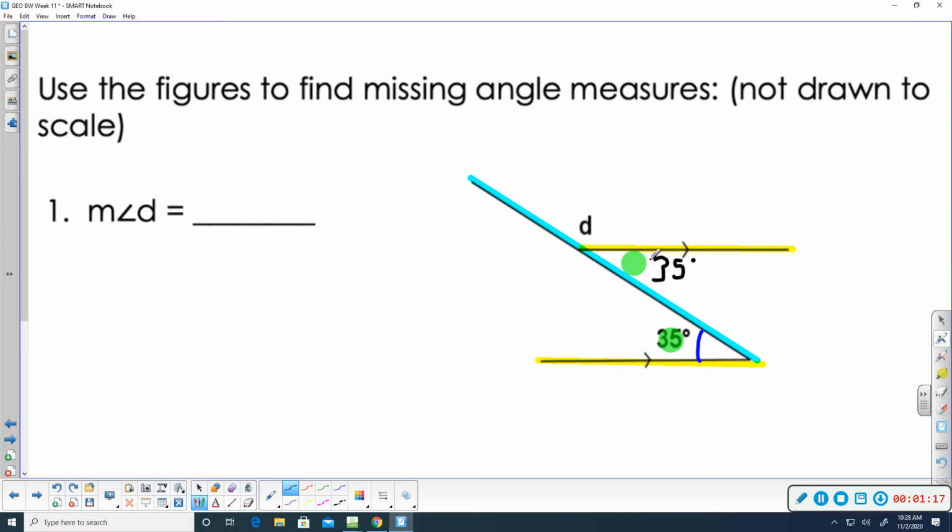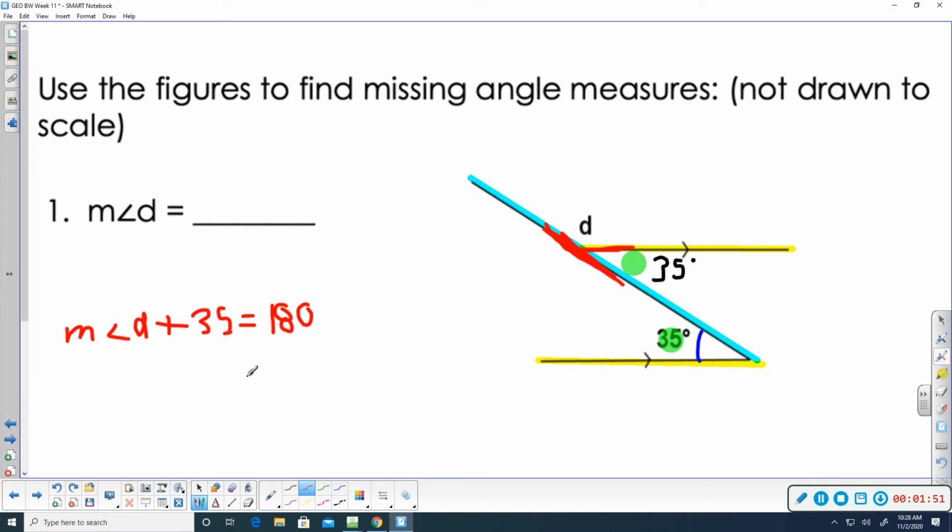Now that we know the measure of this angle that I put the green dot on, we can easily find the measure of angle D. Because if we look, angle D and this green angle, which is 35, form a straight line. They make a linear pair, which means they are supplementary. Their sum is 180. So we know that the measure of angle D, whatever it is, plus 35 degrees has to equal 180.